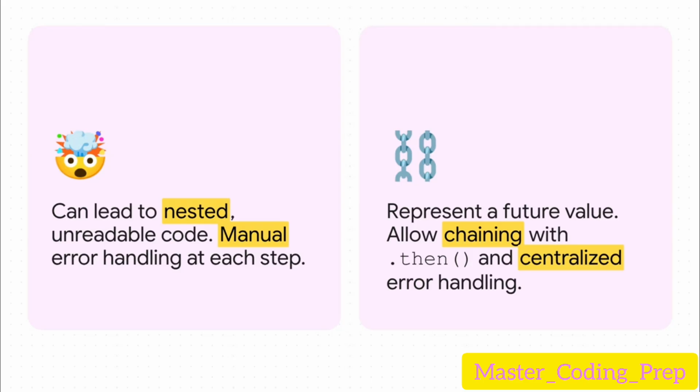Promises were a revolutionary improvement, a total game changer. A promise is basically an object that represents a future value. This let us chain actions together with .then and handle all of our errors in a single clean .catch block. It just dramatically cleaned up our code.